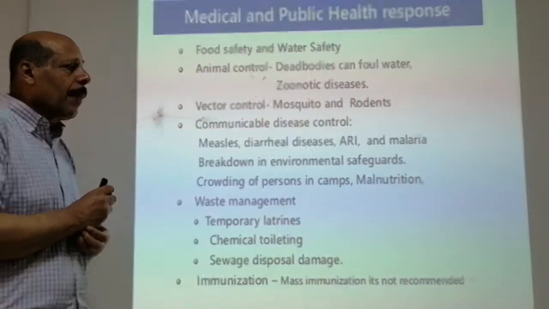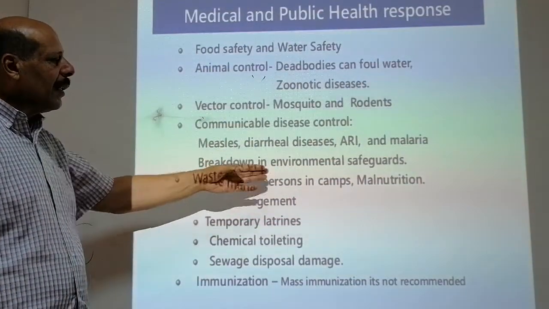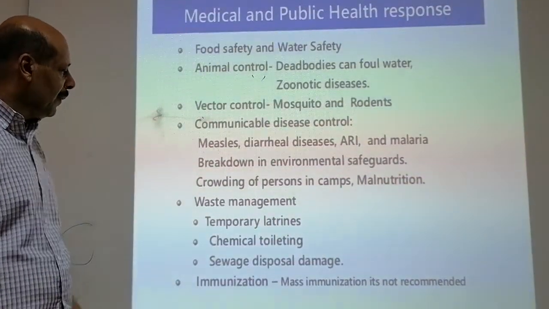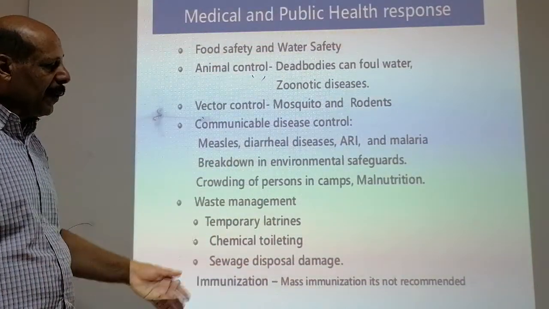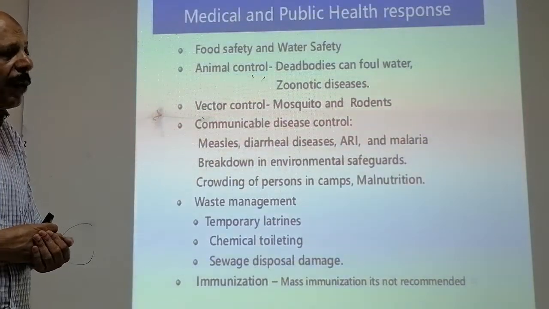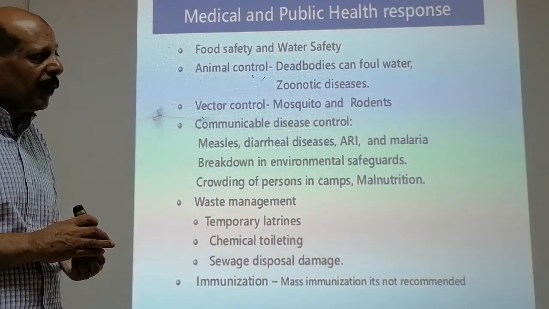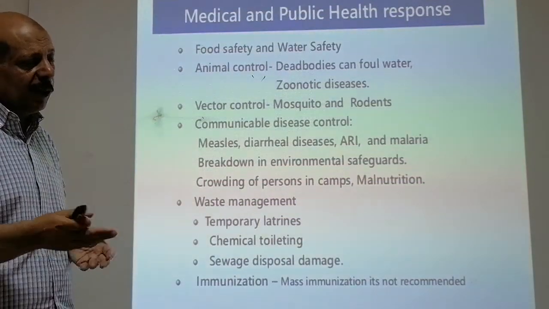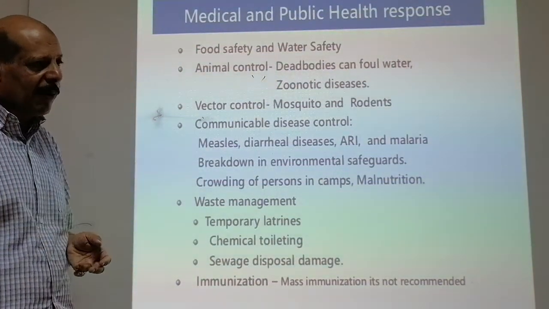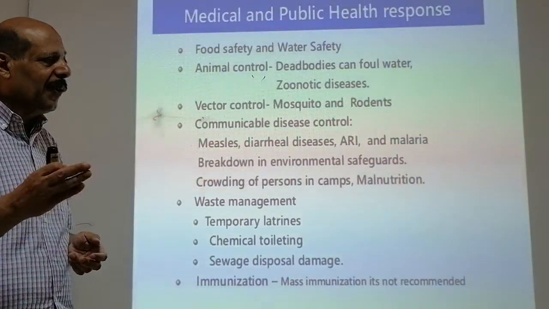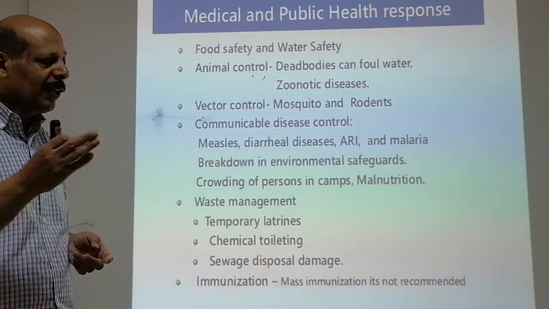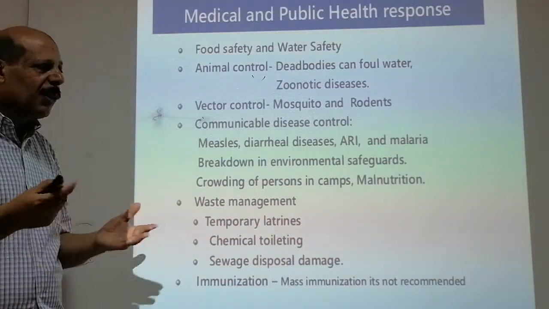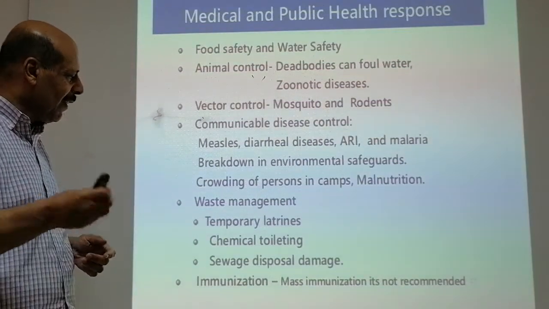and the malaria breakdown and environmental safeguard. So all of this can happen. Because of the crowding of persons in the camp, and malnutrition, this decreases the immunity of the people, and contamination will be more due to that, because sometimes it will affect the sewage system, it will affect also the garbage collection system, the presence of dead bodies, presence of contaminated water, presence of some lakes, and all of those will lead to breeding of insects and flies sometimes.